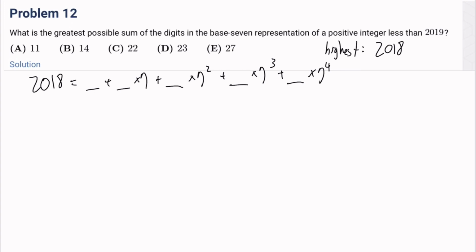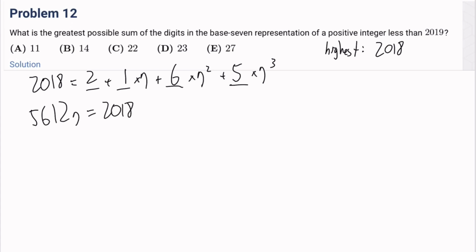But then if you calculate this, then this would be just 2, and then 2 plus 1 times 7 plus 6 times 7 squared, and then 5 times 7 to the 3rd power, and that will be the end, right? And so we have 5, 6, 1, 2, so this is the base 7 representation of 2018, right?